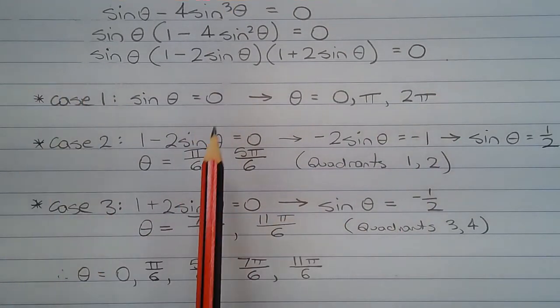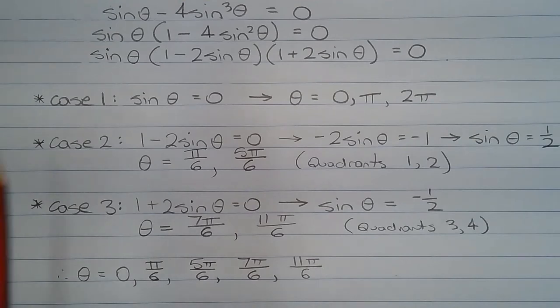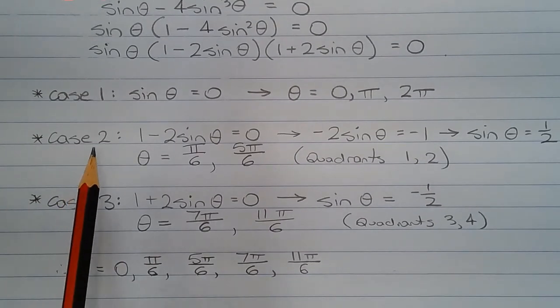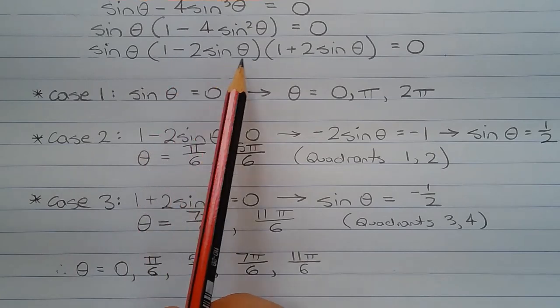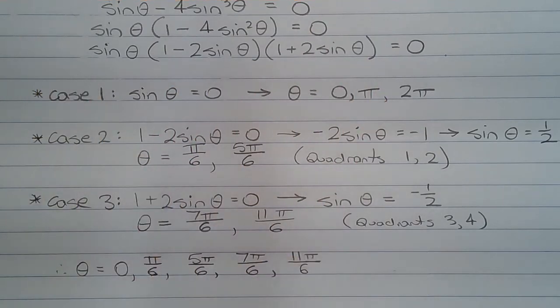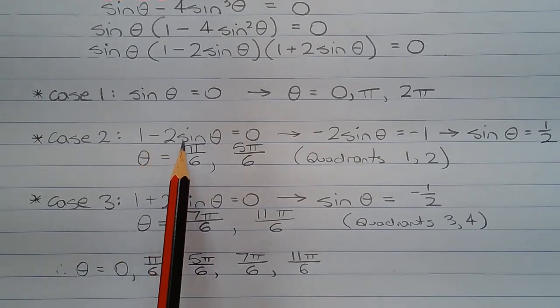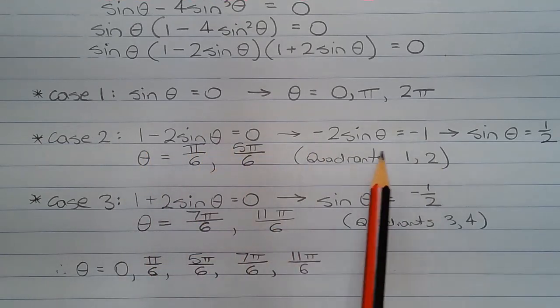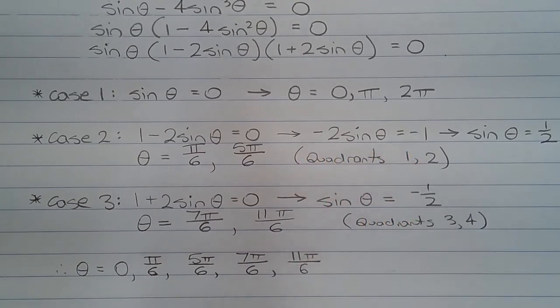Now, to solve this equation, we can consider three cases. The first case is that sine theta can equal 0. And when sine theta equals 0, solving that for theta, we get theta is equal to 0, pi, or 2 pi. In case 2, we can have 1 minus 2 sine theta equals 0 for the entire left-hand side to equal 0. So solving 1 minus 2 sine theta equals 0, subtracting 1 from both sides of the equation, we get negative 2 sine theta equals negative 1. And dividing both sides by negative 2, we get sine theta is equal to half. And so theta is equal to pi over 6 or 5 pi over 6. So we're dealing with quadrants 1 and 2 since the ratio is positive.